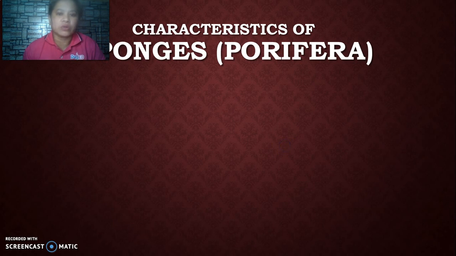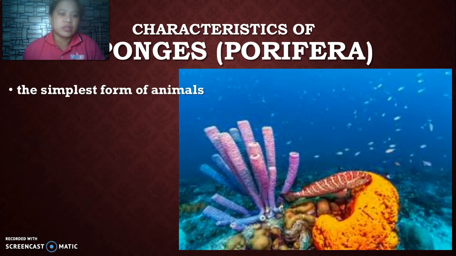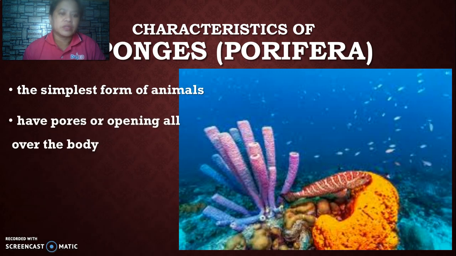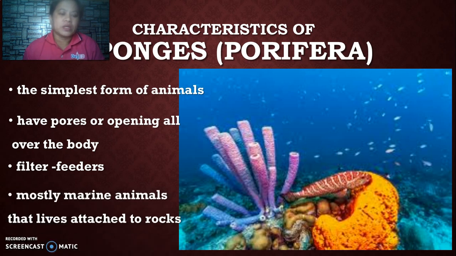Sponges are also known as Porifera. The sponge is the simplest form of animal. They have pores or openings all over the body. They are filter feeders. They feed on the particles in the ocean or in the water, and it passes through their pores. Mostly marine animals that live attached to rocks, just like in the picture.